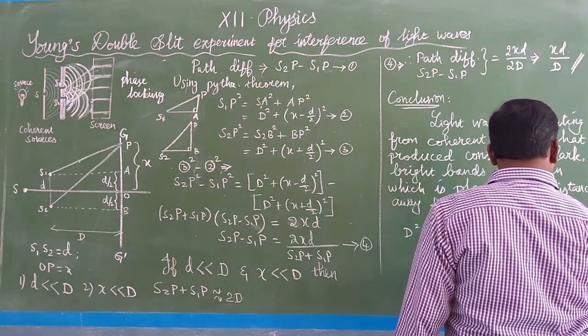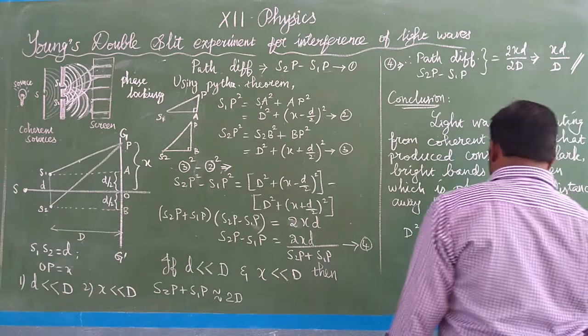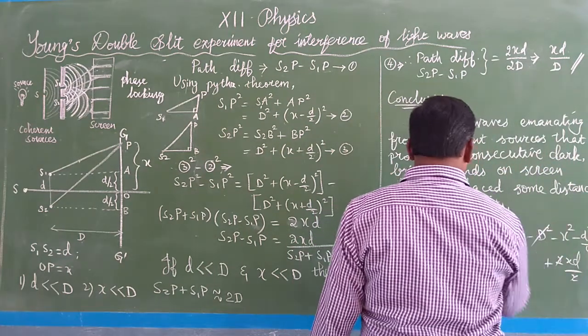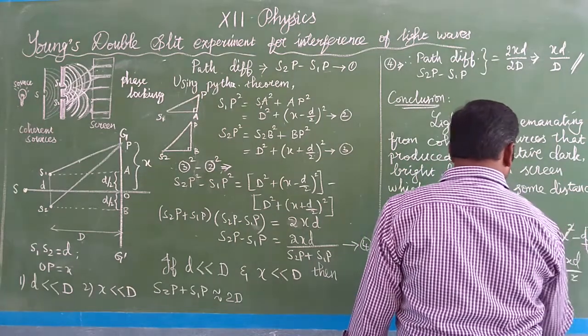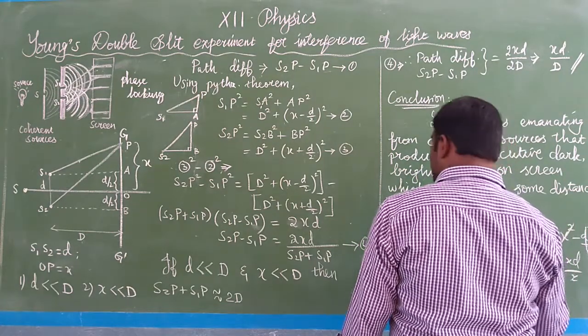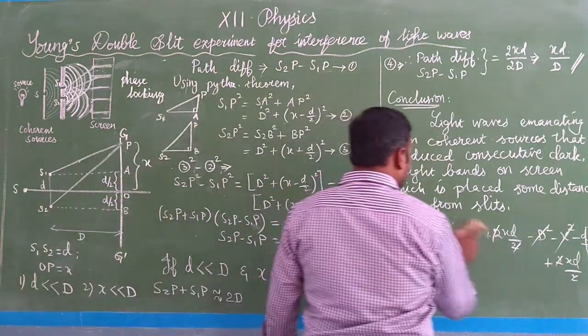And here plus 2xd by 2 cancels. So d square minus d square, plus x square minus x square, plus d square by 4 minus d square by 4. But this ரெண்டுமே 2 தான் cancel ஆகும். அப்ப xd plus xd is nothing but 2xd. Okay. So அந்த simplification தான் டைரக்டா போட்டாச்சு.